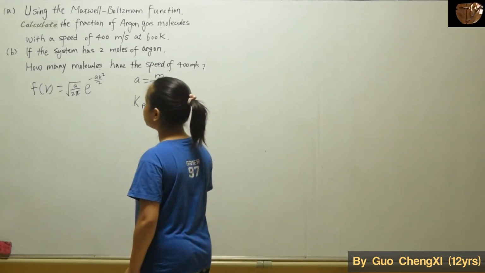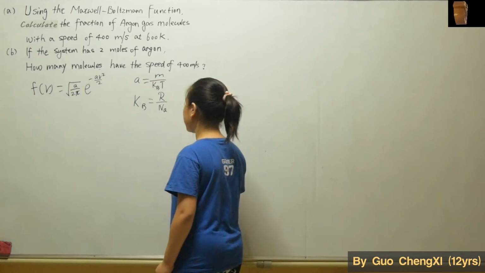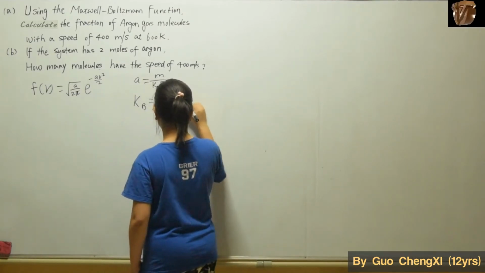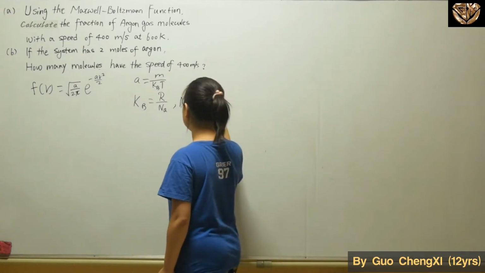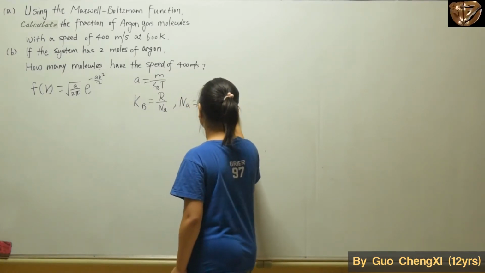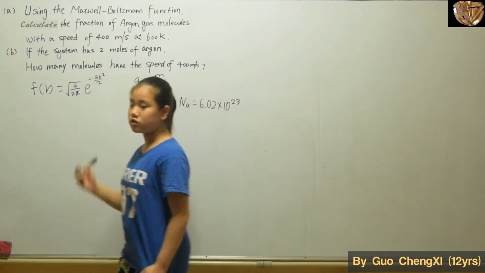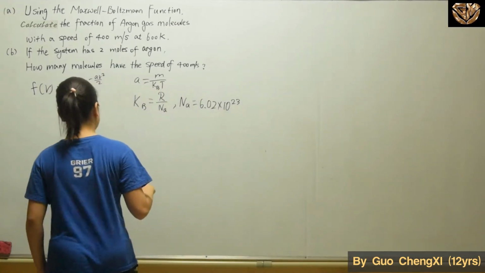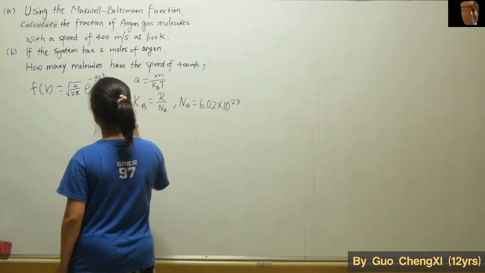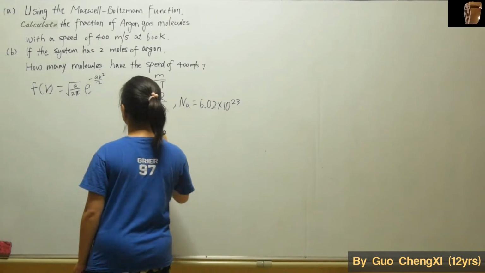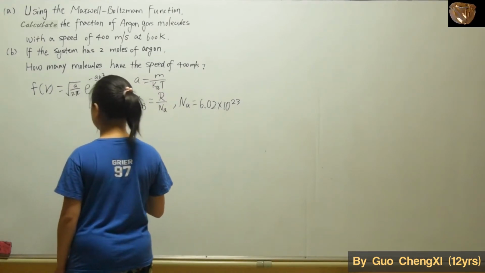R is the universal constant for ideal gas, while Na, being the Avogadro's number, is 6.02 times 10 to the power of 23. Okay, so this is the Avogadro's number. And if you're wondering what v is, it is basically the speed, the value of the velocity.